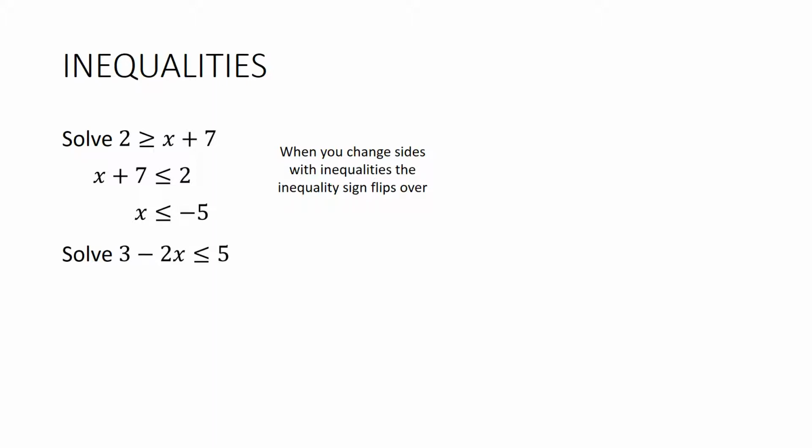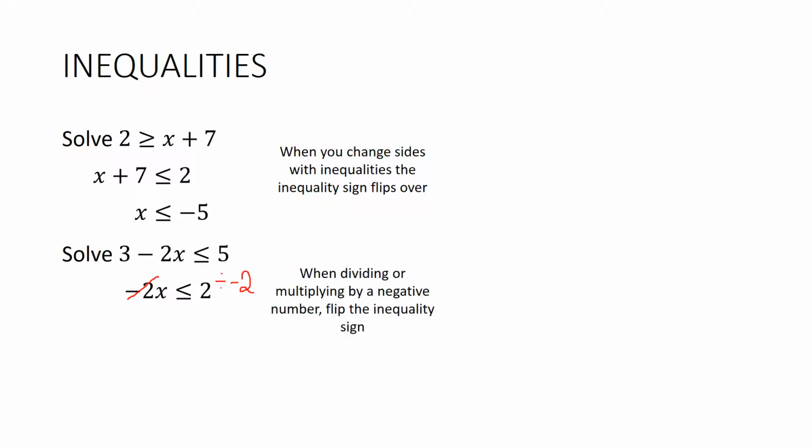How about this one? Solve 3 minus 2x is less than or equal to 5. Let's move this 3 over, becomes a negative 3. So minus 2x is less than or equal to 2. And now I'm going to divide both sides by minus 2. And here will come our second rule very shortly, because our answer is going to be x is greater than or equal to negative 1. So when dividing or multiplying by a negative number, we flip the inequality sign.